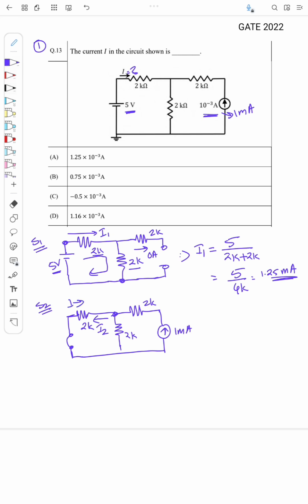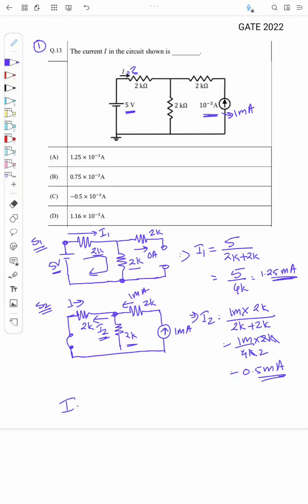Anyway, in the circuit, what is this I2? I can find I2 by the current division method. I have 1 milliampere here, so this current I2 will be equal to 1 milli into the opposite resistance, that is 2k, divided by the sum of the two resistances, 2k plus 2k. So 1 milli by 4k into 2k, the k cancels, so it is 0.5 milliampere.